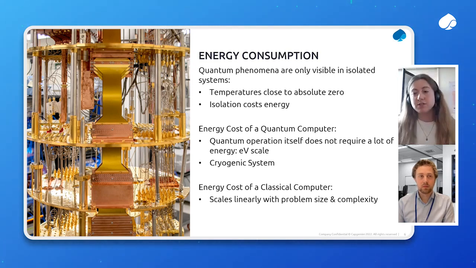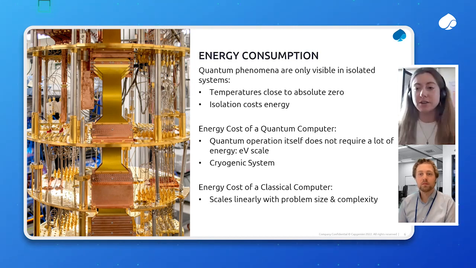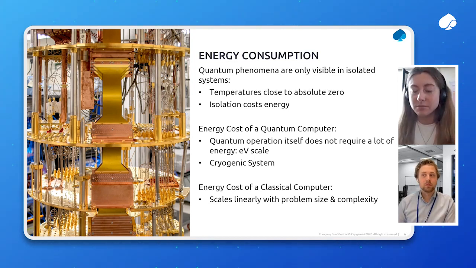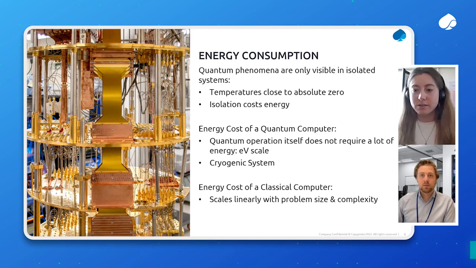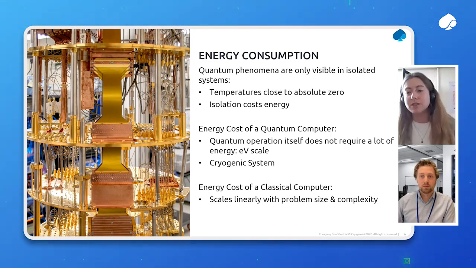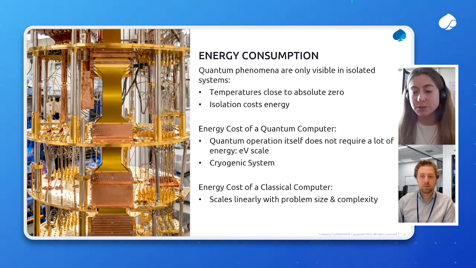This gives a very interesting relation with the energy cost, because we now have this big energy consumption due to the cooling costs, but quantum operations themselves occur at the electron scale, so they cost very little energy. Whereas for a classical computer, these operations themselves already cost a lot of energy, and the energy cost scales linearly with problem size and complexity.